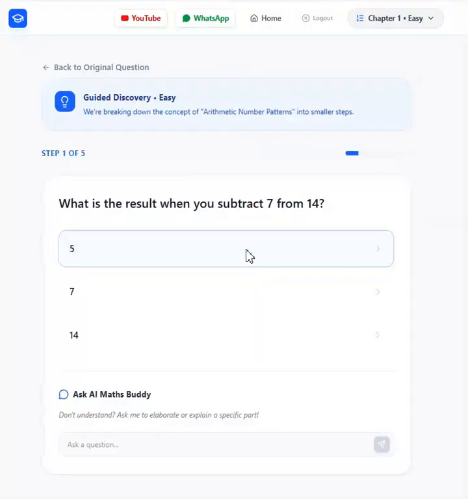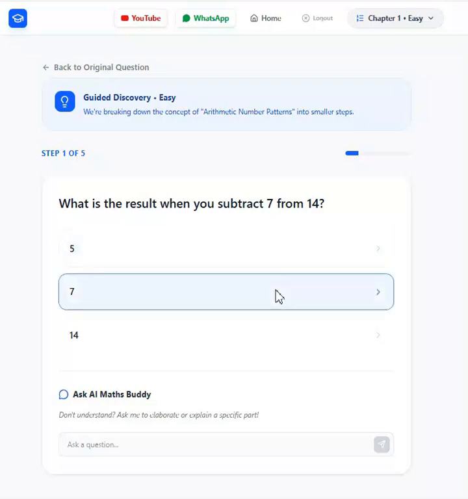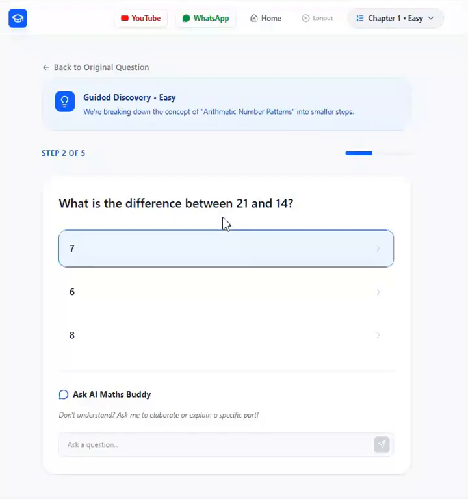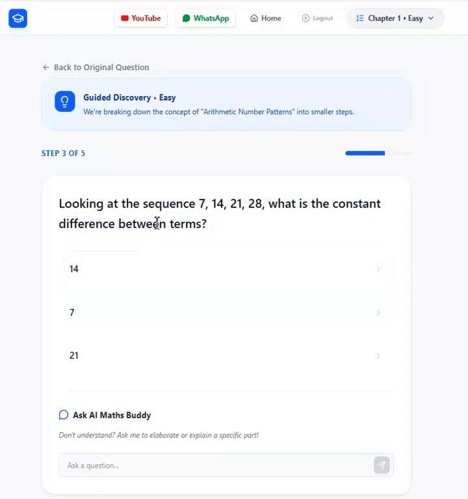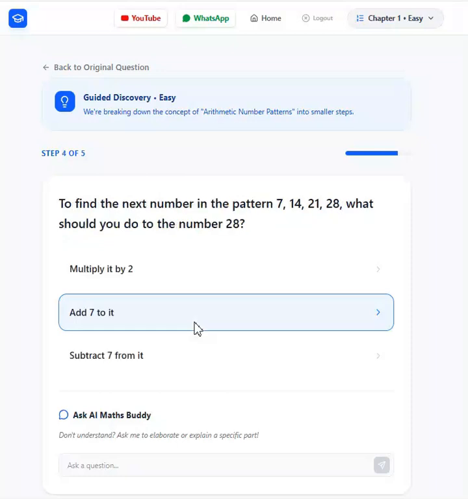Now it will again start from the very beginning so that you remain on track. So we know the answer for this was 7. This was the first helping question. This was the second helping question, 21 and 14. What is the difference? This was also 7. Looking at the sequence 7, 14, 21, 28, what is the constant difference? This also now you know is 7.